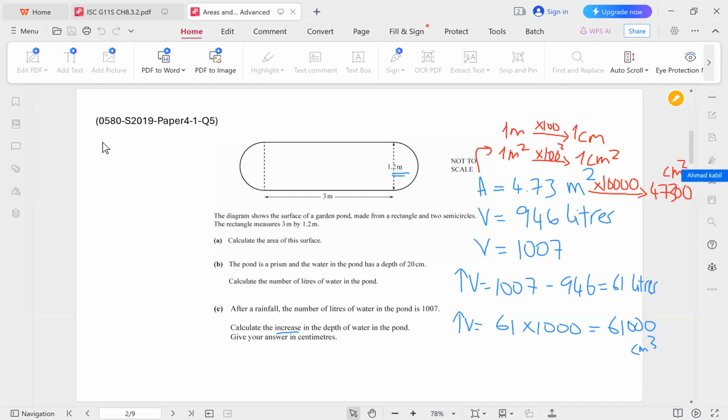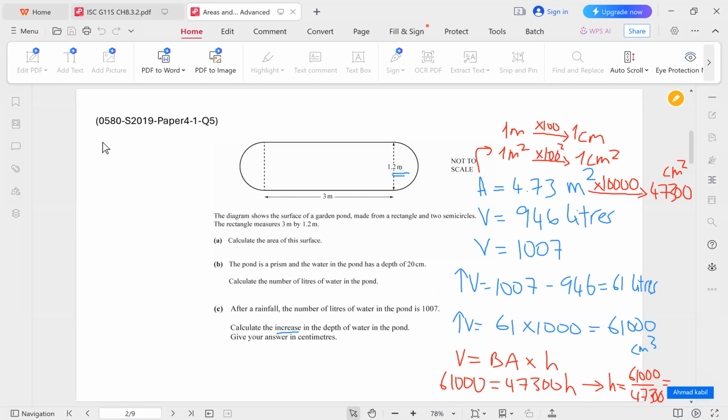And we know that the volume is equal to base area multiplied by height. The volume is 61,000. The base area is 47,300. And we want to find the height. So the height is equal to 61,000 divided by 47,300. And we use the calculator. The answer is 1.29. So 1.29 centimeters.